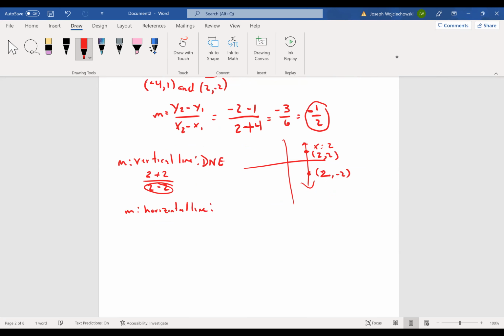Let's look at this horizontal line. And we have, well, here's a point here. We'll call it (3, 2). And then here's a point here, and let's keep it simple, (-3, 2). Two points on the horizontal line.